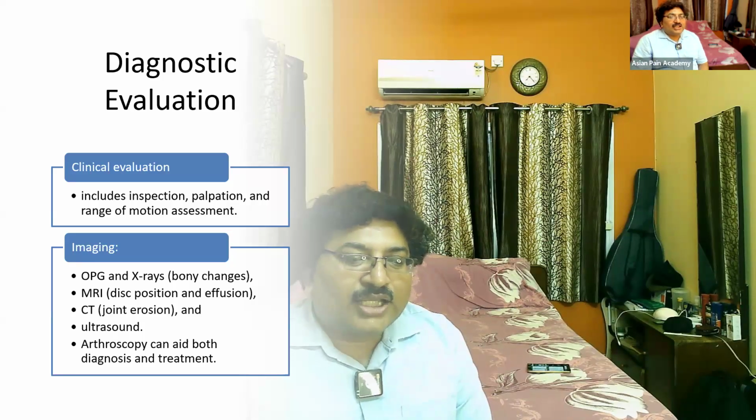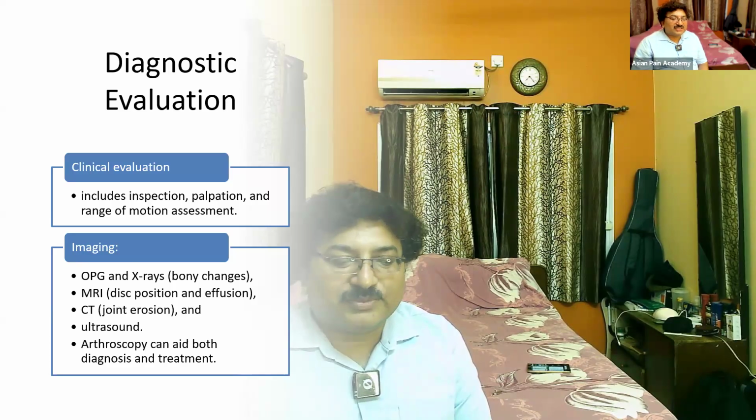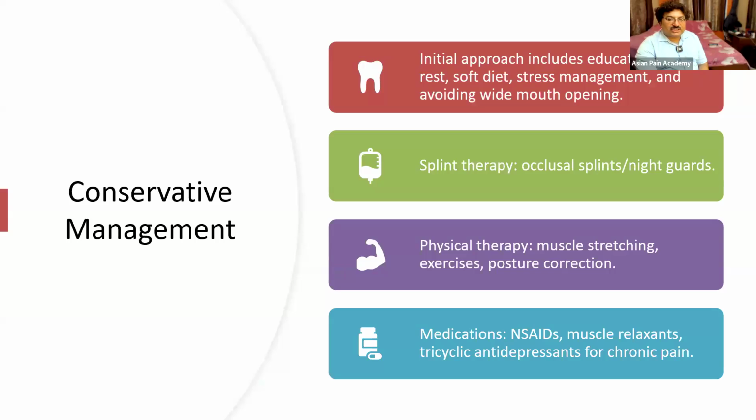A clinical evaluation includes inspection, palpation, range of motion assessment, and imaging. Mostly we do ultrasound nowadays, and MRI can show you the disc position and effusion if present, and CT scan can show joint effusion. But ultimately, as in our clinic we have ultrasound, we usually do the ultrasound evaluation first.